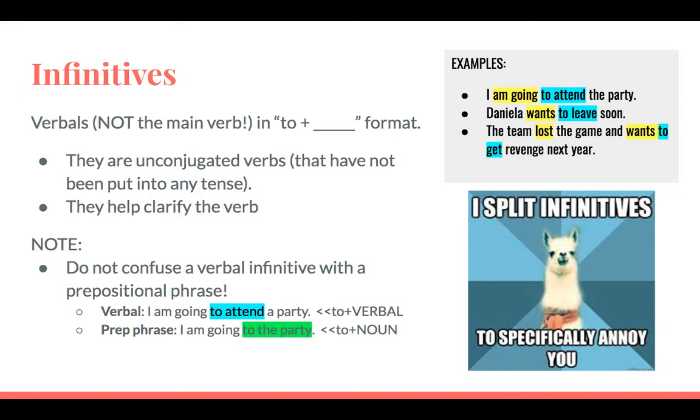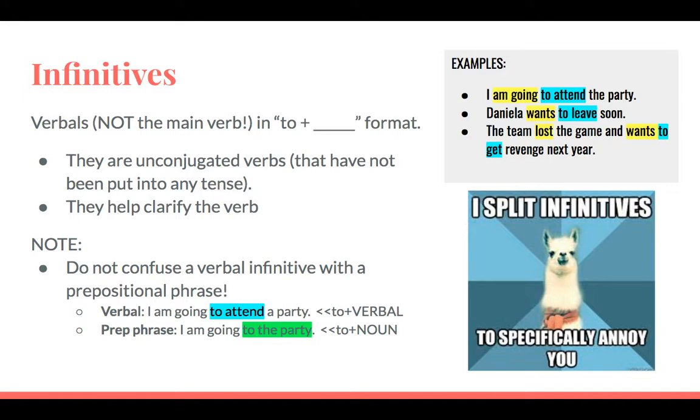So a reminder that infinitives are verbs that are unconjugated, meaning they do not have a subject and they've not been put into any tense. And in English, we write that with the word to followed by the verb. These are sometimes easy to confuse with prepositional phrases because to is a preposition. So to know the difference, you really need to understand what a verb is.